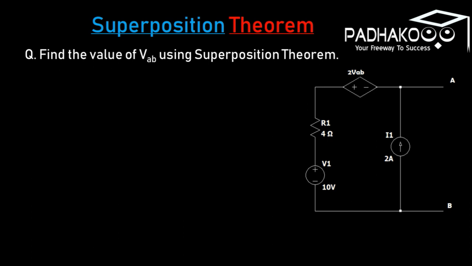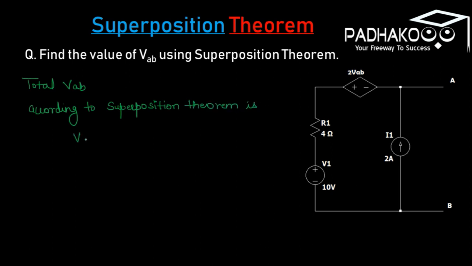So according to the superposition theorem, the total VAB is equal to VAB1 plus VAB2, which is from both the sources. According to the superposition theorem, VAB equals VAB1 plus VAB2, which is equal to 10 by 3 plus 8 by 3, which is equal to 18 over 3 and can be stated as 6. So VAB total is equal to 6 volts.